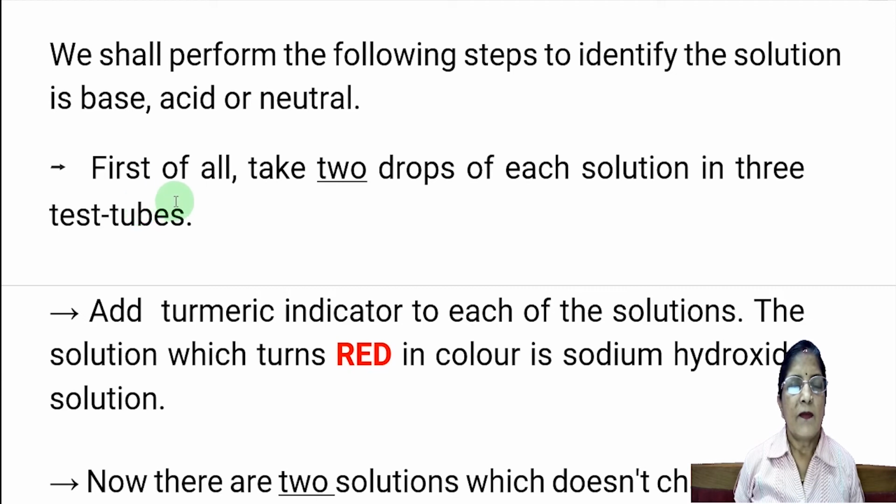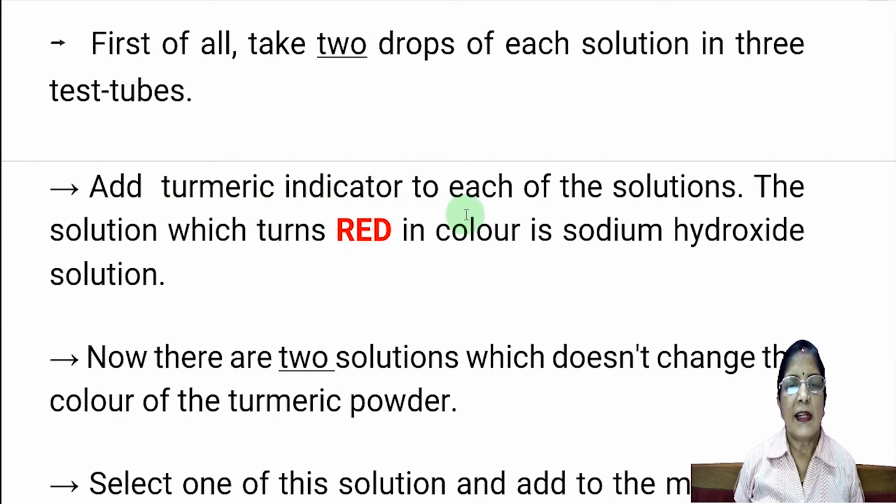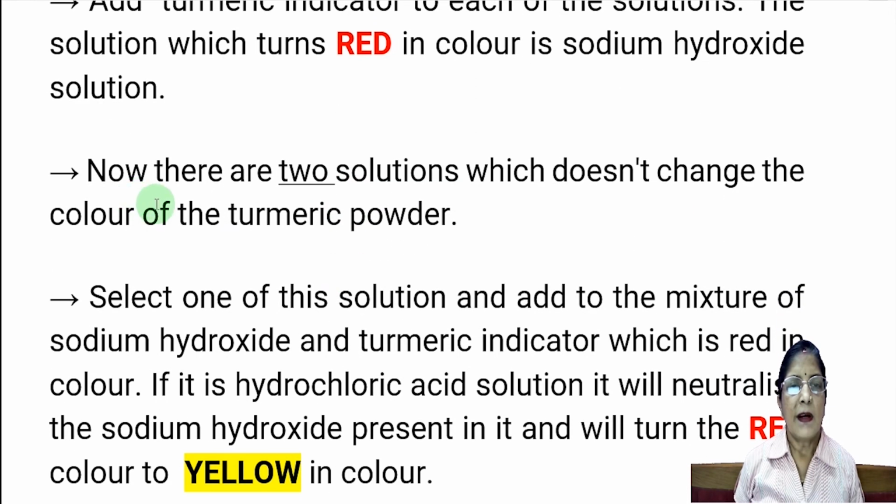First step. First of all, take 2 drops of each solution in 3 test tubes. Add turmeric indicator to each of the solutions. The solution which turns red in color is sodium hydroxide solution. Next step. Now there are 2 solutions which do not change the color of the turmeric.